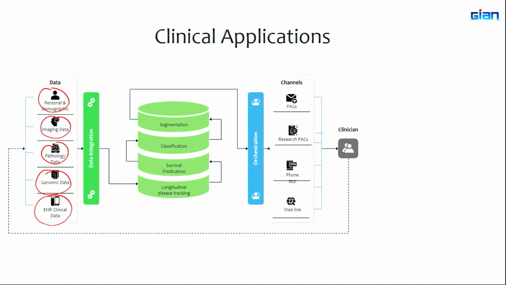So once you have integrated the data sets, these are the typical tasks. You can have many more tasks. Detection, segmentation, classification of the disease, survival prediction. Sorry, there's a typo here. And then you can have longitudinal disease tracking as well. By longitudinal disease tracking, what I mean is, and we saw a few examples, how is the disease progressing? Is the patient getting better? Is the patient getting worse? Is the treatment working? Is the treatment not working? So these are typically the kinds of applications.